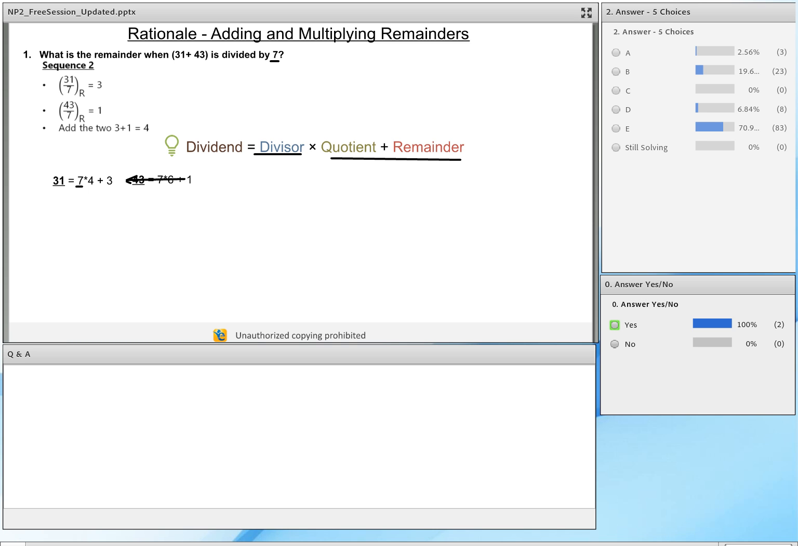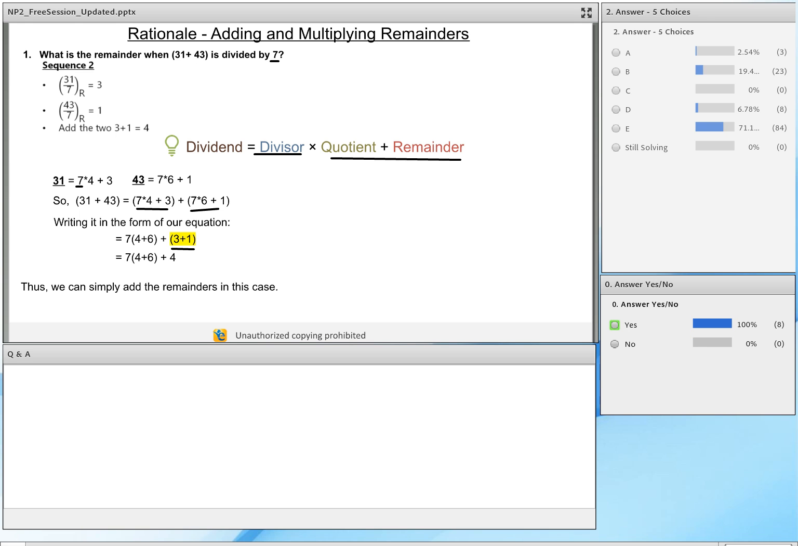Then we can express 43 as 7 times 6 plus 1. So when you do 31 plus 43, what you're essentially doing is you're doing 7 times 4 plus 3, which is 31, and you're doing 7 times 6 plus 1, and then you add that. Okay, so we just reshuffle the numbers and we say 7 times 10 plus 4, and then we add our remainders over here. Then we ask ourselves, is the remainder less than the divisor? If the answer is yes, then 4 becomes the remainder. Now, can you see how using the Euclidean equation, we arrive at this property that the remainder of a sum is the sum of remainders?